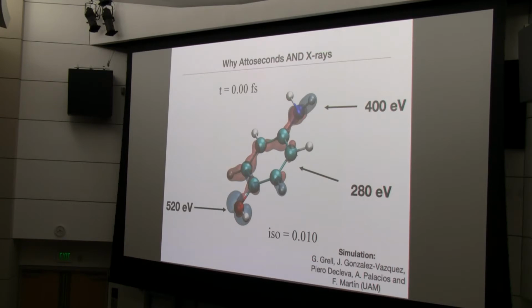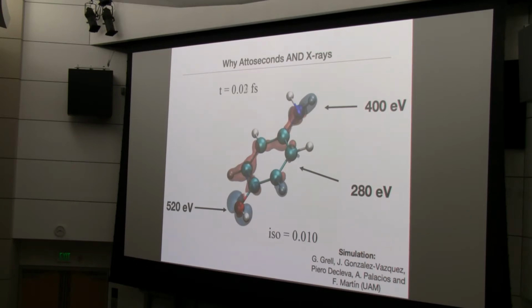So this is an aminophenol molecule. You'll see this a lot because it's actually the sample of one of our experiments. And our collaborators in Madrid, they've done this simulation where we impulsively remove one valence electron from this molecule with a very short pulse. And then we look at what happens. This is the hole charge density across the molecule.